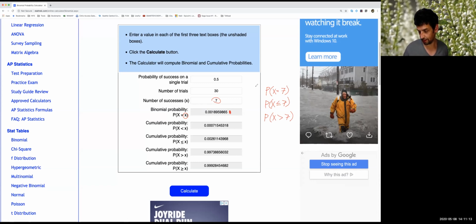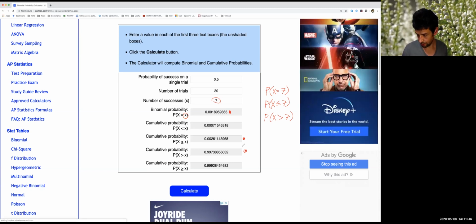I'm going to write that down on our paper for when we go back. 0.001896. And then we wanted less than or equal to 7. That one's right here. 0.002611. And then greater than 7 lives right here. 0.997389. Okay, so that's exactly as simple as it is, right?